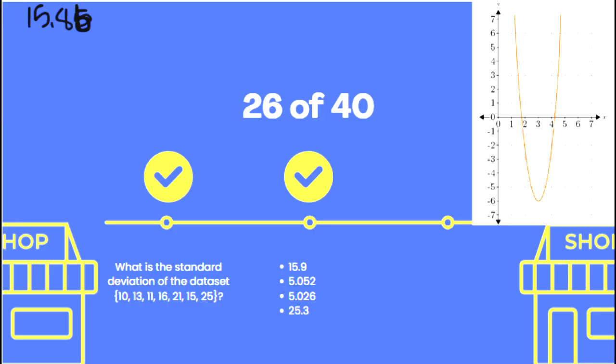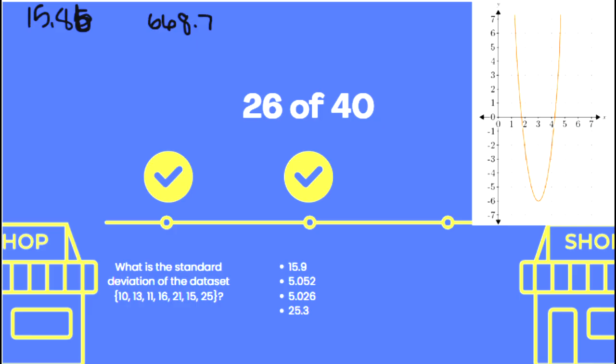10 minus 15.86 is going to give us negative 25.86, and then we need to square that. Times 25.86 gives us 668.7. I'm just going to go to 1 decimal place. Okay. And we need to do that for all of these numbers.